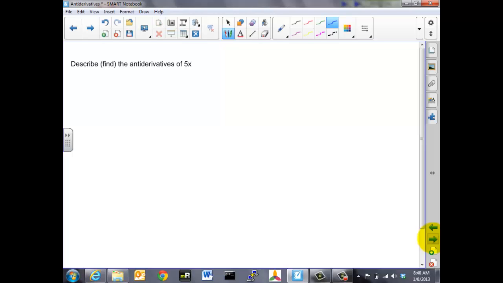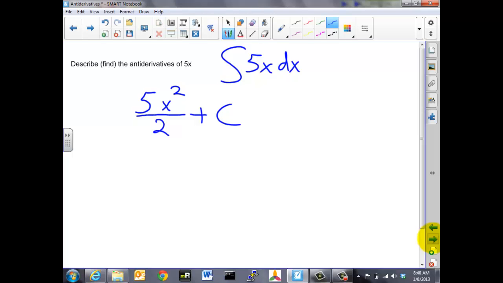Describe or find the antiderivatives of 5x. Somebody just shout it out. Or maybe you can't shout it out. Find the antiderivatives of 5x. Yeah. 5x squared over 2 plus c. Here's the way you're going to see that problem written. And this is the solution for it right here.